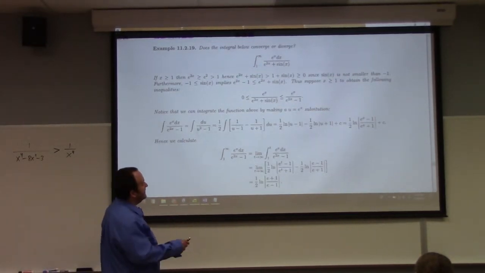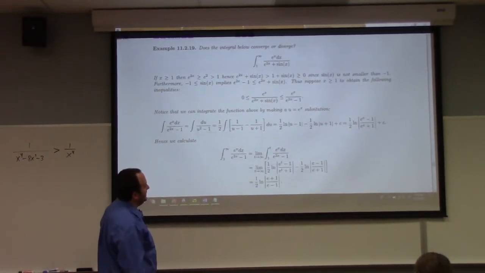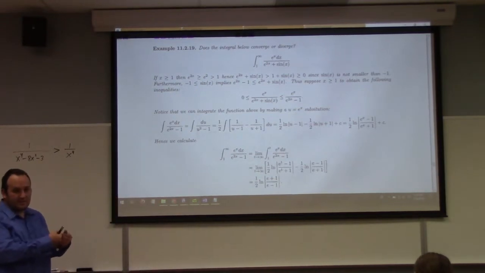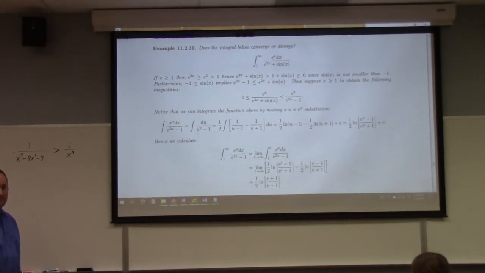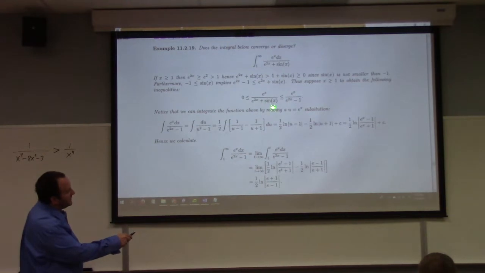But then the other thing is, sine x is between plus or minus 1, right? So this denominator, the absolute smallest it could be would be e to the 2x minus 1, right? If I make the denominator as small as possible, then that makes the fraction as large as possible. Consequently, this is an upper bound for that expression.